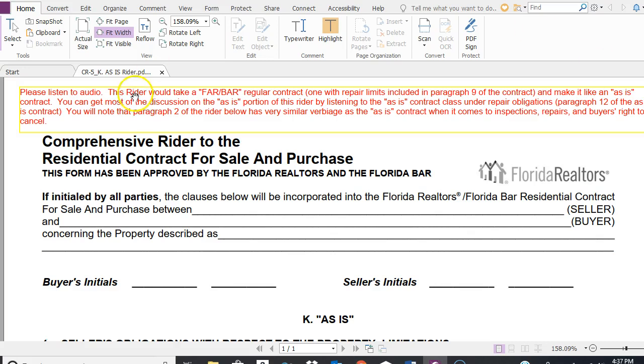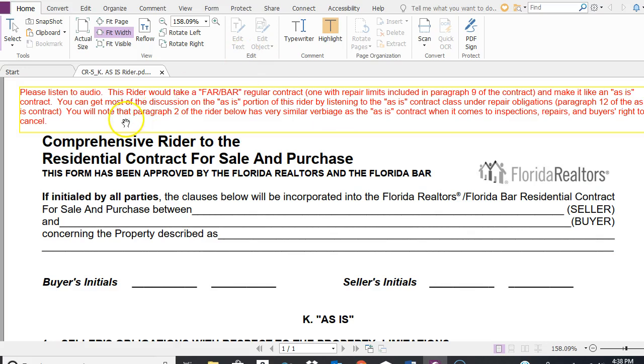All right, let's read our note at the top here. Please listen to the audio. This writer would take a FARBAR regular contract, one with repair limits in paragraph 9, not paragraph 9 of the as-is, but paragraph 9 of the FARBAR regular, and make it like an as-is contract. You can get the most of the discussion on the as-is portion of this writer. The portion where we talk specifically about what as-is means and buyer's rights is going to be the same information we had under the repair obligations, paragraph 12 of the as-is contract. If you go back and listen to that class, it's going to be similar in nature to what this means.